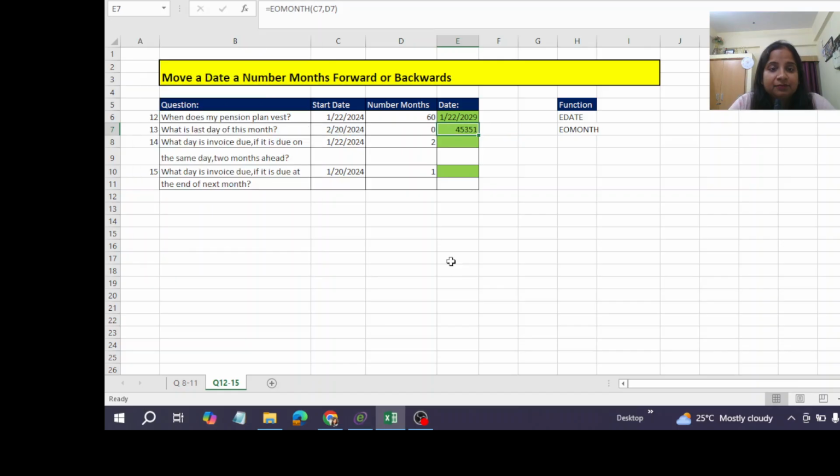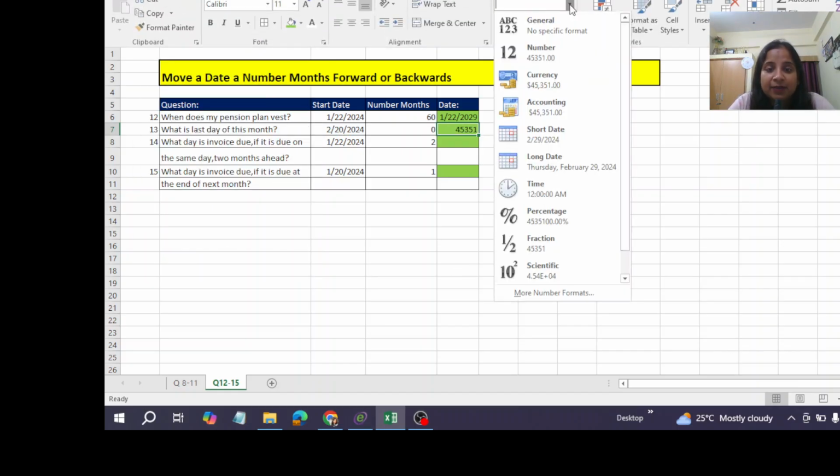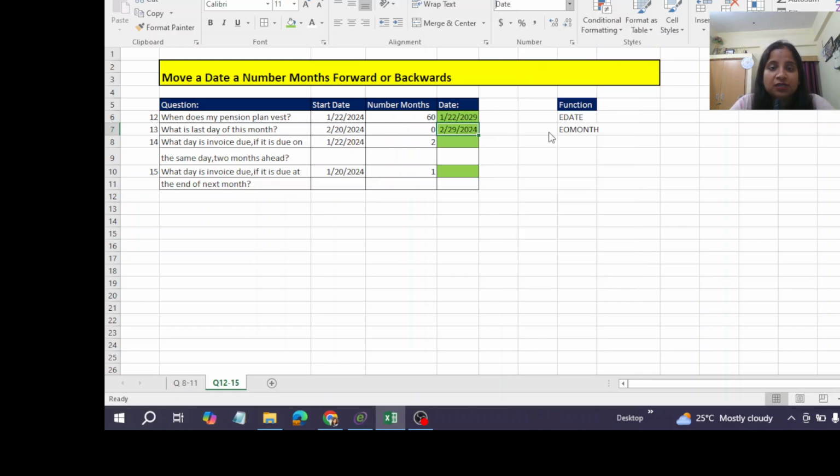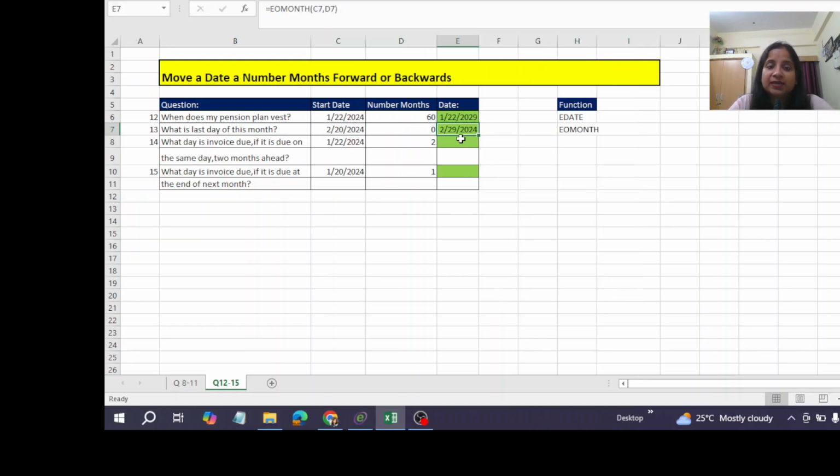Every time in my system, I think the setting is like this, that every time I need to go and change it to the date format. It is coming as 29th of February 2024. And you are seeing one more thing here, that Excel is reading the leap year. That is why the last day of the month is reading as 29th of February 2024, as 2024 being a leap year.